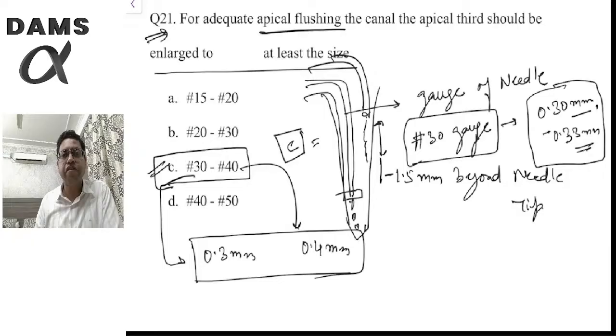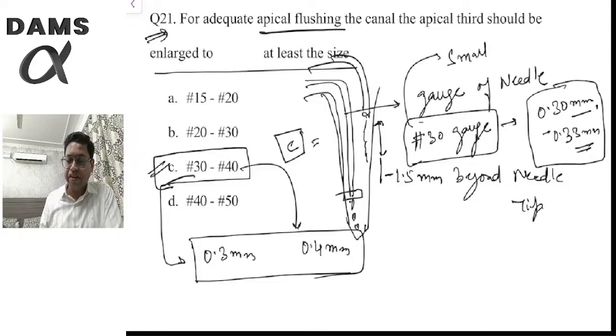I hope you understand the meaning of the question and how we answer it. Because the smallest gauge of the needle available for irrigation is 30 gauge. This is the smallest needle itself, with a diameter of 0.3 to 0.33 millimeters.